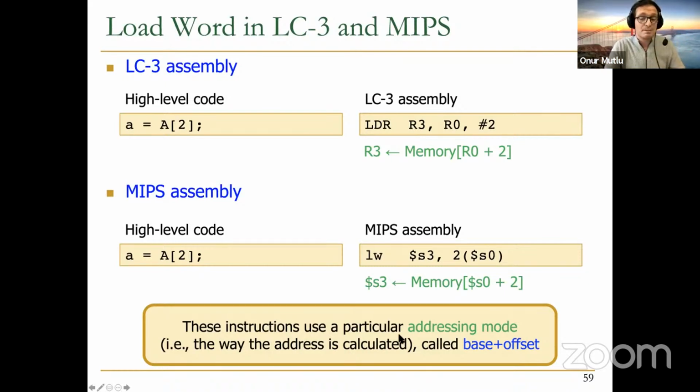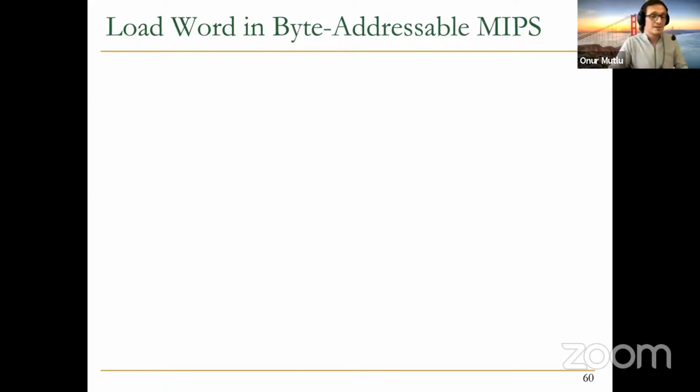So these instructions use a particular addressing mode. This addressing mode, which is how you calculate the address of the operand, is called base plus offset. The reason is you have a base register, you add an offset to it. That's the base plus offset addressing. And we will see this many, many times. It's a great way of addressing into arrays, because an array has a base address and you try to get an element at some offset or index. It could have been called base plus index. In fact, in x86, there is also base plus index.